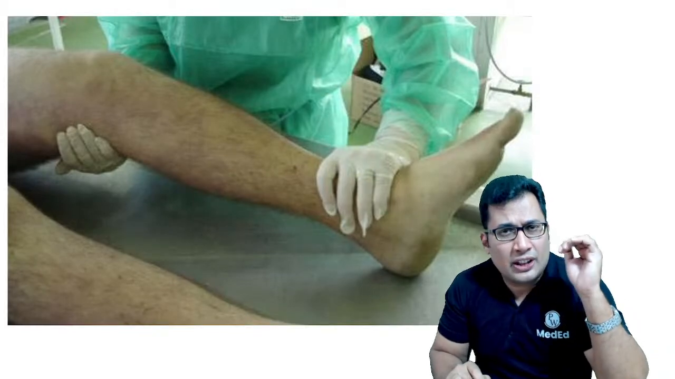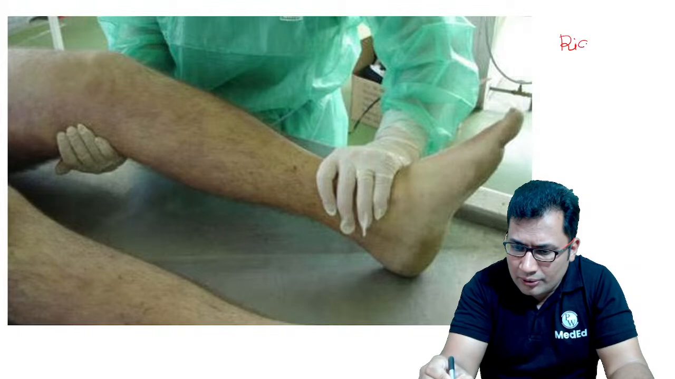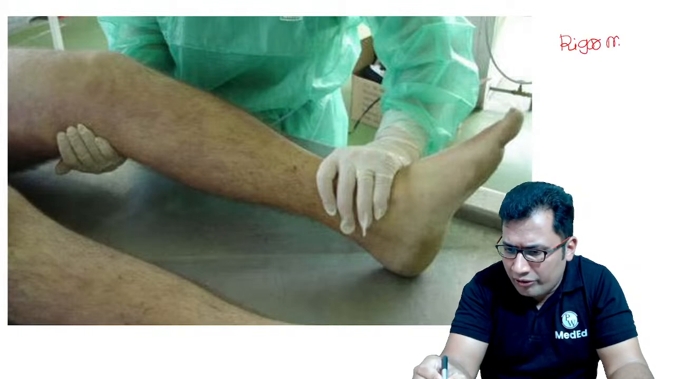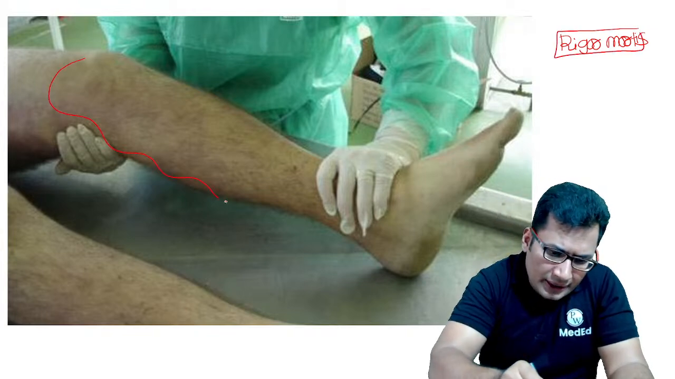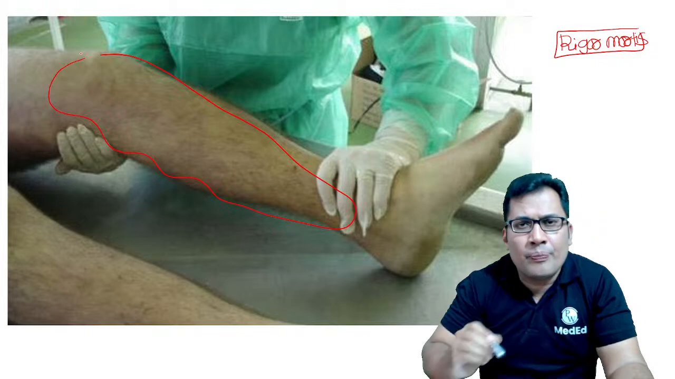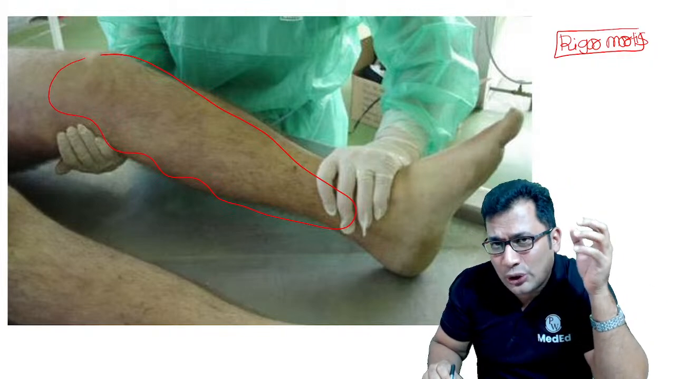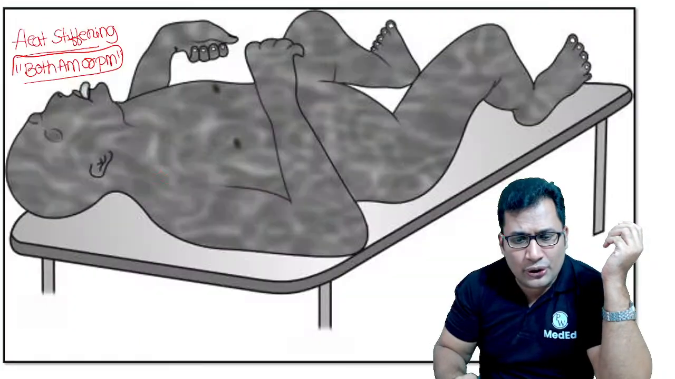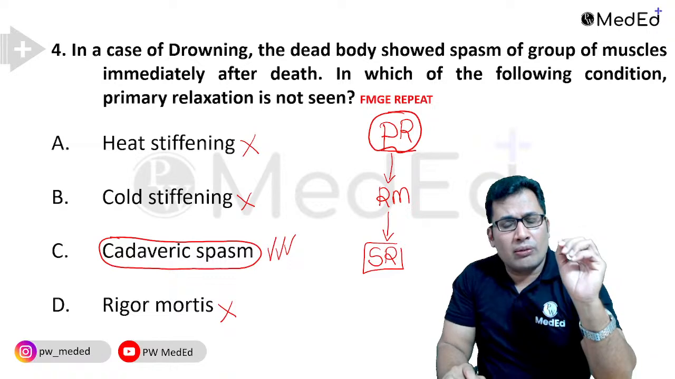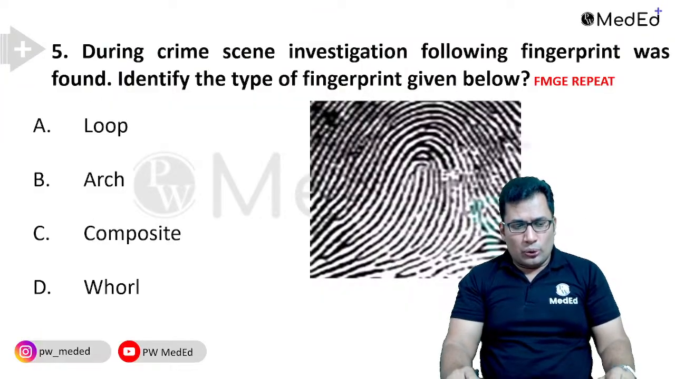And the picture showing here is rigor mortis. This is how we check for rigor mortis. What you can see here is the muscles in the contracted state. There is a short stiffening of the muscle and the joint, that is rigor mortis. So the answer for this question is cadaveric spasm. Now let's go to the next question.